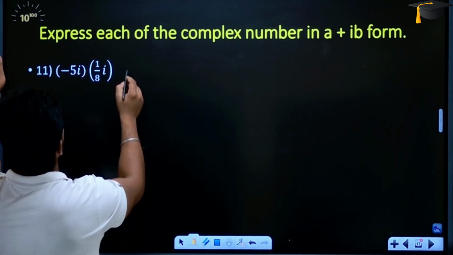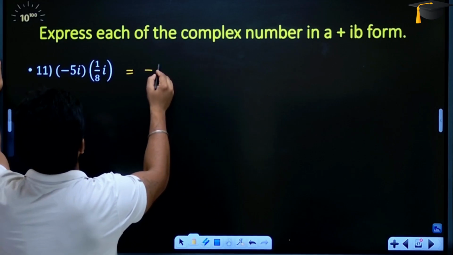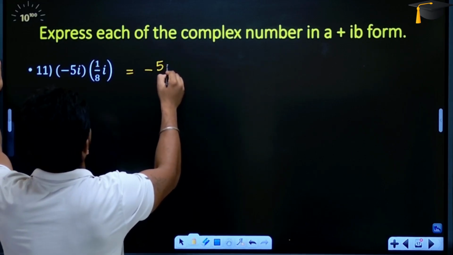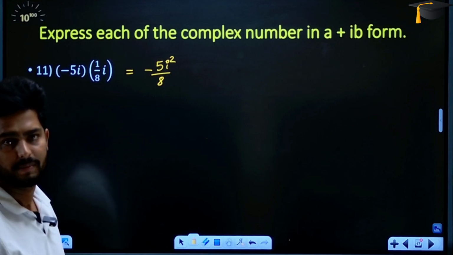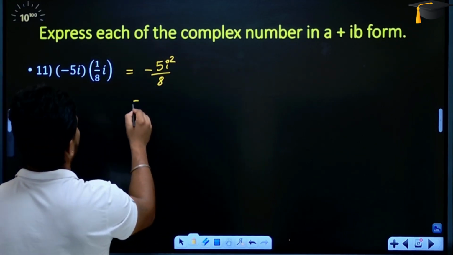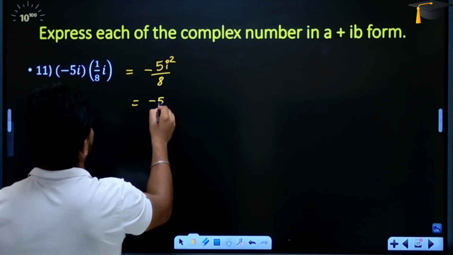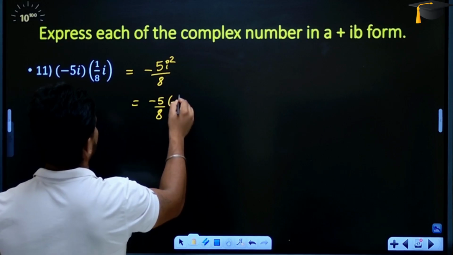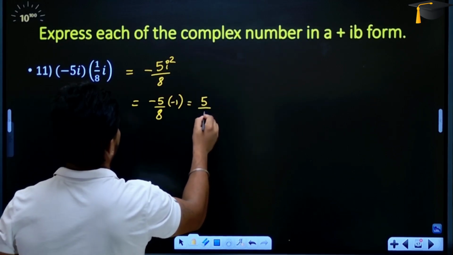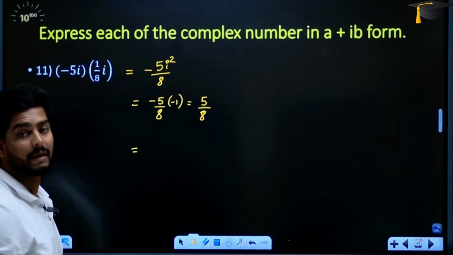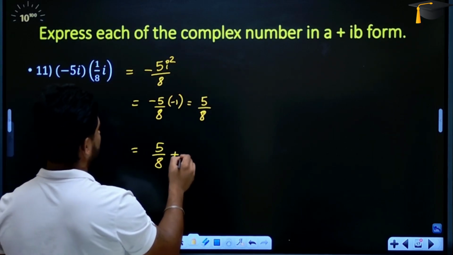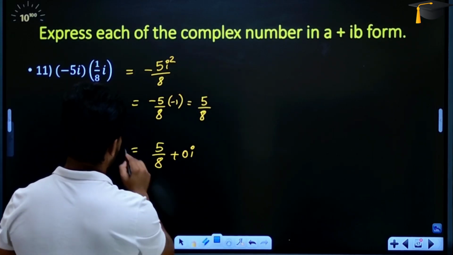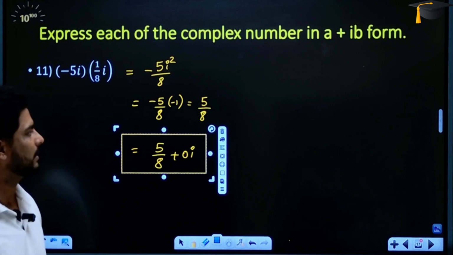Here we cannot cancel anything more. This becomes minus 5 i square by 8. 5 i square by 8 is the first step, correct? Okay, so now what does the i square value become? The i square value is minus 1. So minus 5 by 8 into minus 1 becomes only 5 by 8. So if you are writing in the a plus ib format, it is 5 by 8 plus 0i, that is the final answer. Okay, simple question.